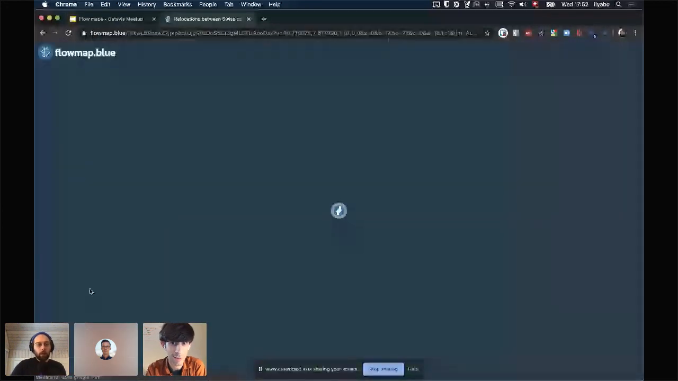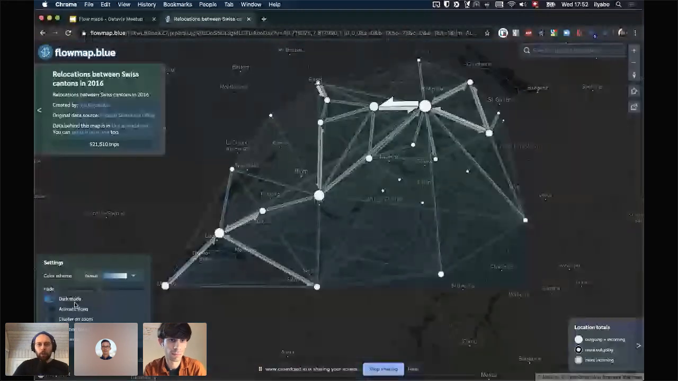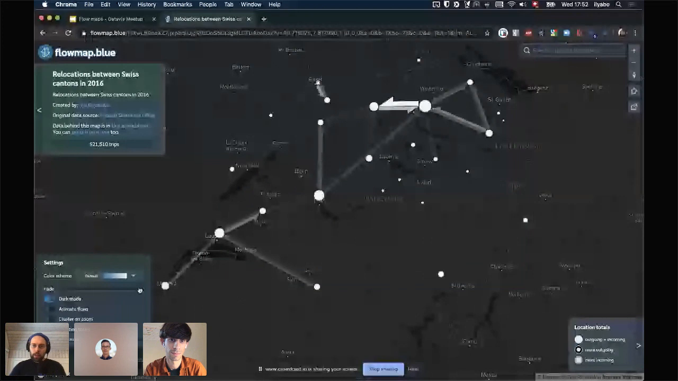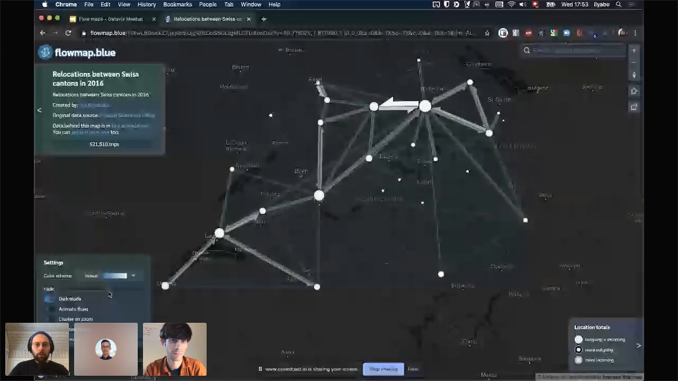Is it something you want to develop further? I'm not sure. You can change the fading, and that effectively removes the smaller flows from the view, right? But you cannot just set a threshold to filter the flows. So not at the moment. That's the answer, but I will think about it. Thank you.